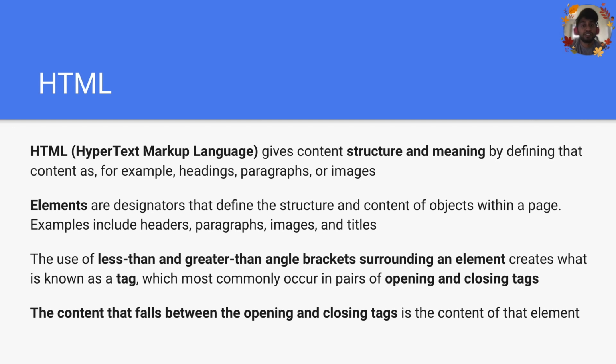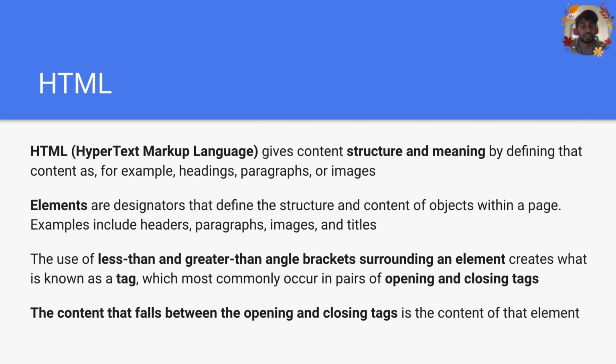So as we just mentioned, HTML is the content itself. HTML stands for Hypertext Markup Language, and it gives content structure and meaning by defining that content as, for example, headings, paragraphs, or images. When you get started with HTML, you will likely encounter new and often strange terms. Over time, you'll become more and more familiar with all of them, but the two common HTML terms you should begin with are elements and tags. Elements are designators that define the structure and content of objects within an application. Some of the more frequently used elements include headers, paragraphs, images, and titles.